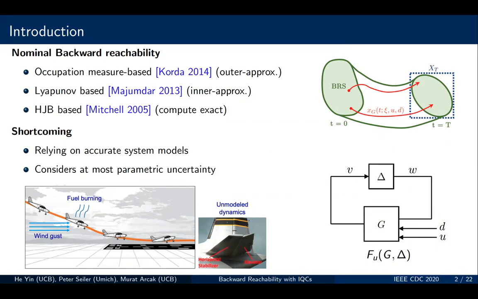However, in practice, there are many sources of uncertainty. Take the aircraft landing, for example. There is disturbance, such as the wind gust acting on the aircraft. There is also time delay and unmodeled dynamics acting on the actuator.